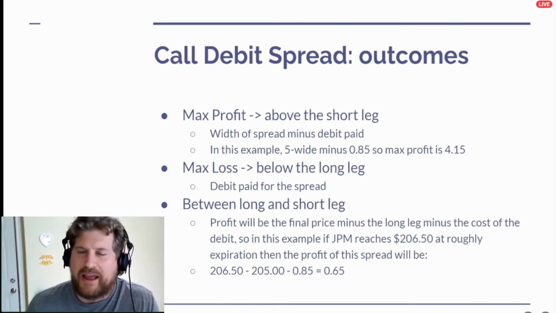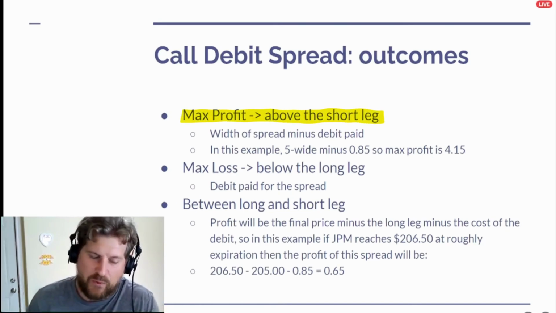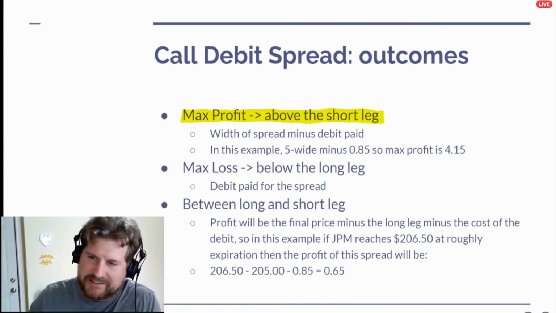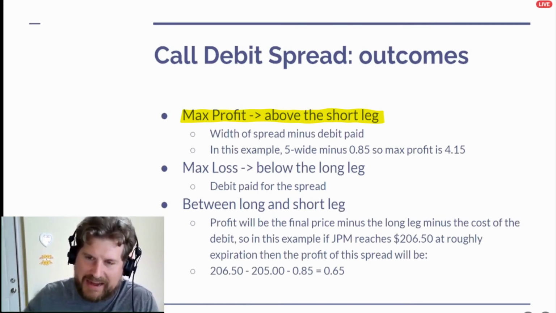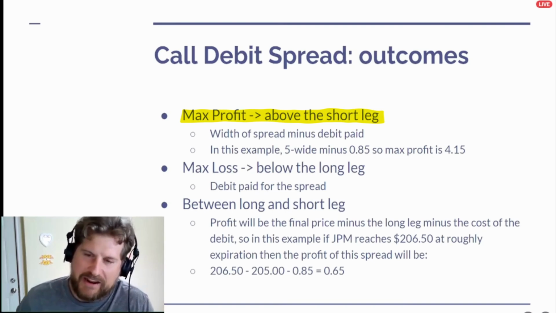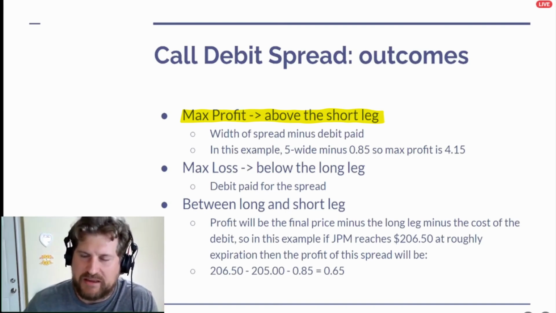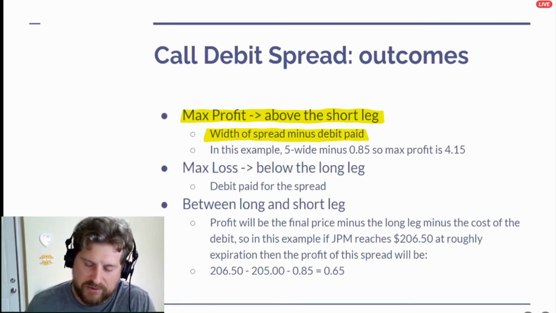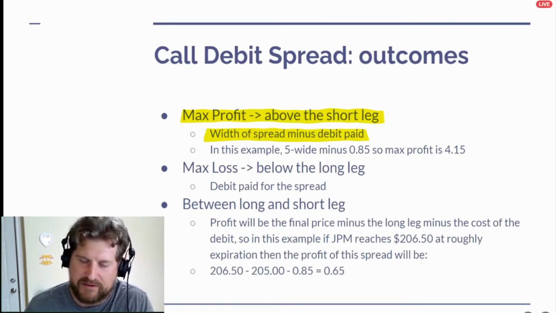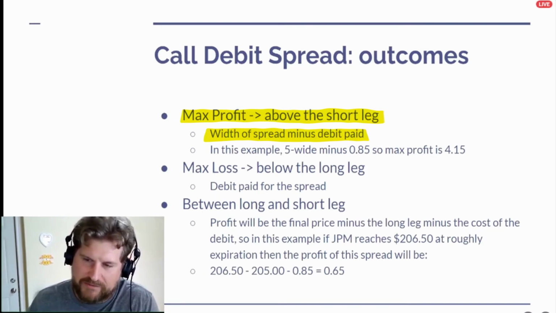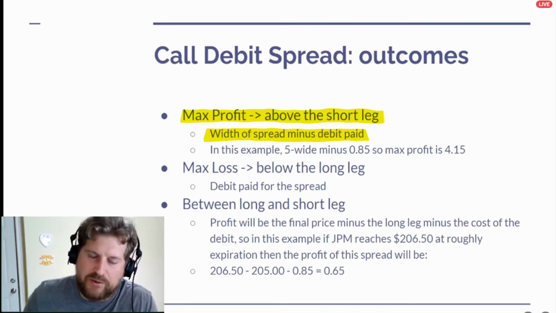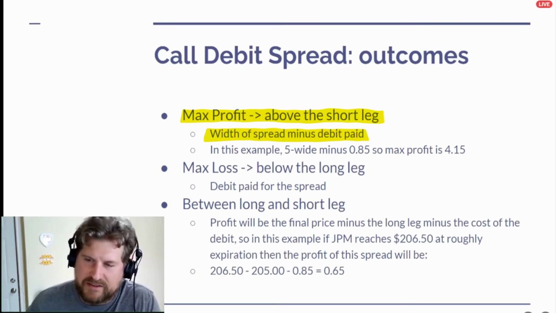So, okay, you hit max profit when the underlying stock price gets above the short leg at expiration. So that's your ideal outcome. And your max profit is going to be the width of the spread. So in this case, we have a $5 wide spread. It's a 205, 210. So your maximum profit is going to be the width of the spread minus the debit you paid to enter this trade.